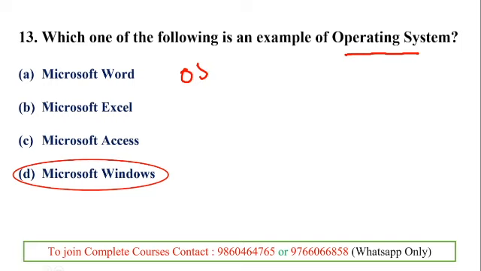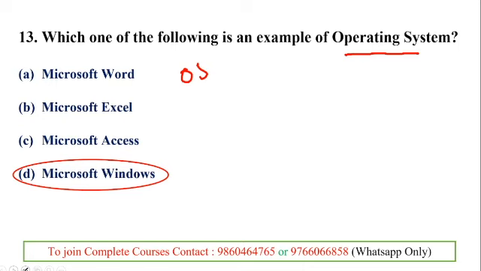Clear? So you should know what Microsoft Word, Excel, Access are. These are all applications related to design. Word is used for document creation, Excel for table creation, and Microsoft Access for databases. But Microsoft Windows is an operating system, and it manages all the hardware and software in the computer. You can see some other examples like Linux, Windows, Mac, Apple, etc. Clear? You should study these examples also.